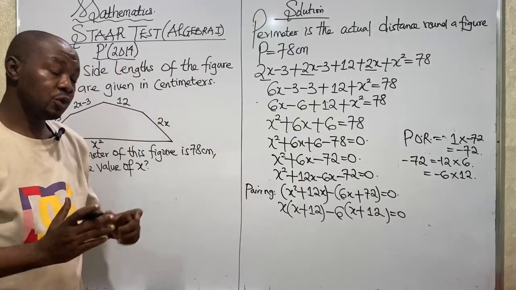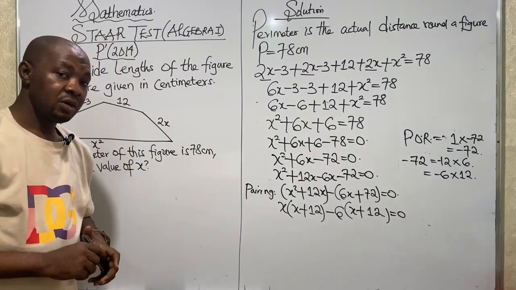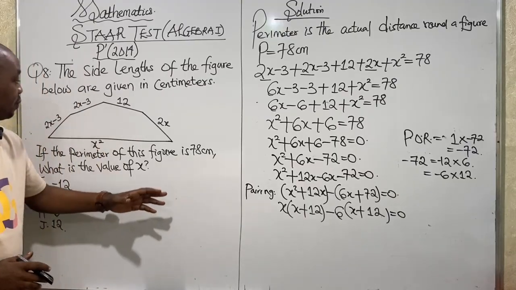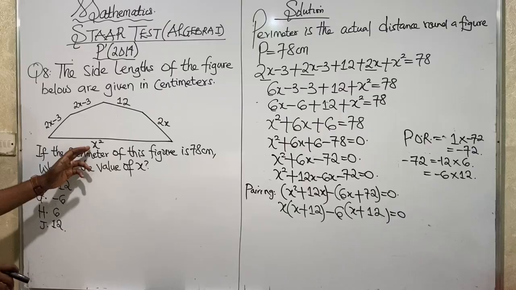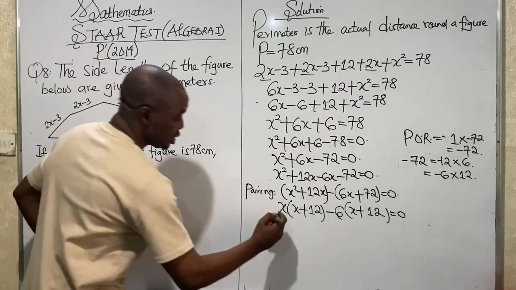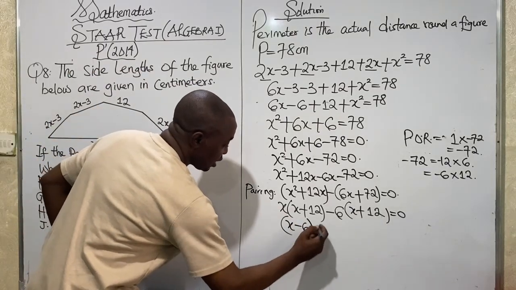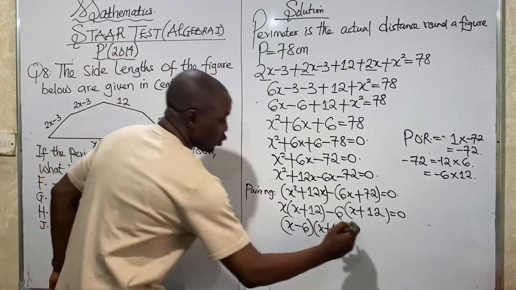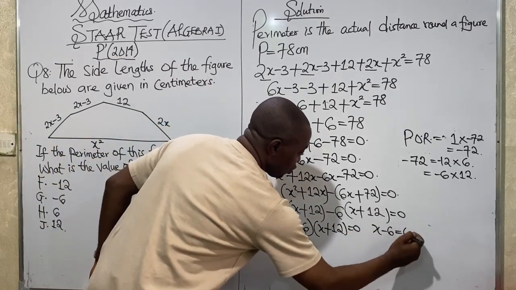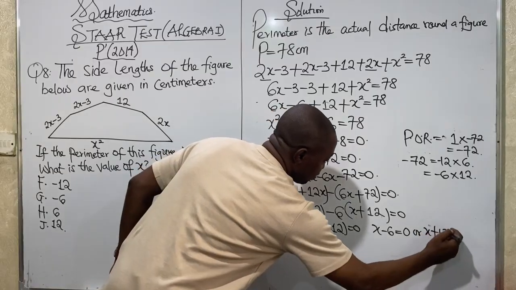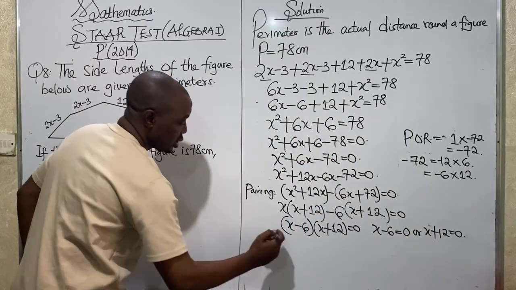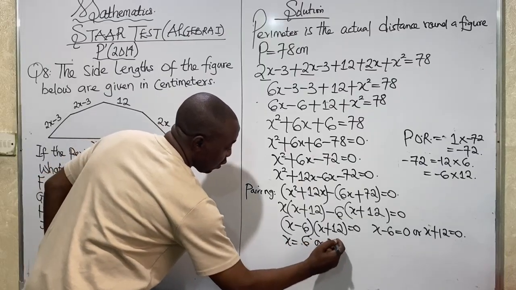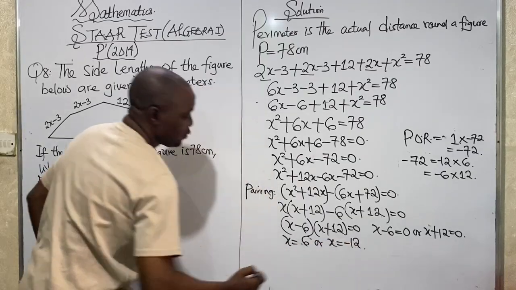Now don't forget that we are looking for the side length, we are looking for the value of x. So in this case, we now have x minus 6 times x plus 12 equals 0. So x minus 6 will be equal to 0 and x plus 12 will be equal to 0. So x equals 6, or x equals negative 12.